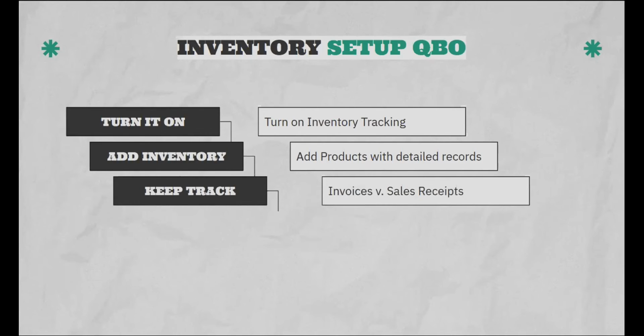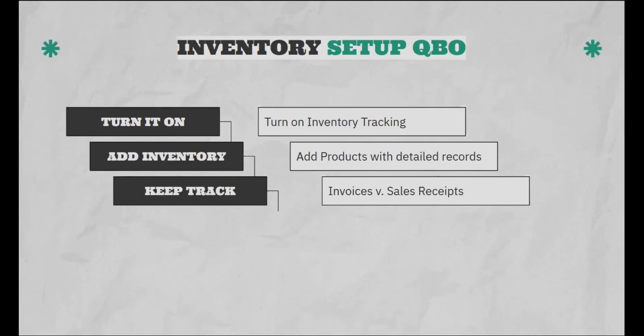So that's invoices or sales receipts. Now, the difference between them: an invoice is for when someone buys something and is going to pay later. If someone comes in and buys it right there at the counter, you're going to issue them a sales receipt. So they bought it, they get a receipt. These are the two ways that you can keep track of your inventory using QuickBooks Online.